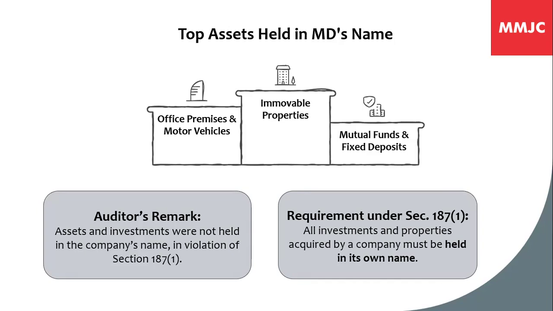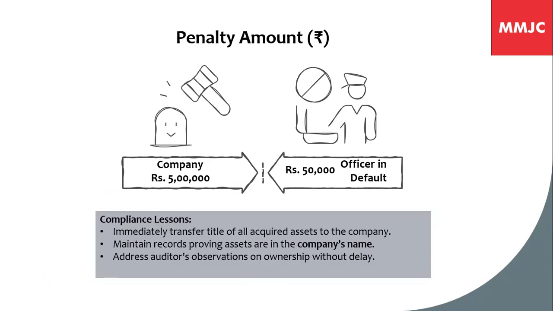When there was an inspection undertaken by the ROC, he noticed this non-compliance and penalized the company. Penalty was levied on the managing director and the company. So the learning from this order is that companies should take care that all the assets are held in their own name. At times, it so happens that due to some operational convenience, properties are held in the name of a director or promoter or any other person related to the company.